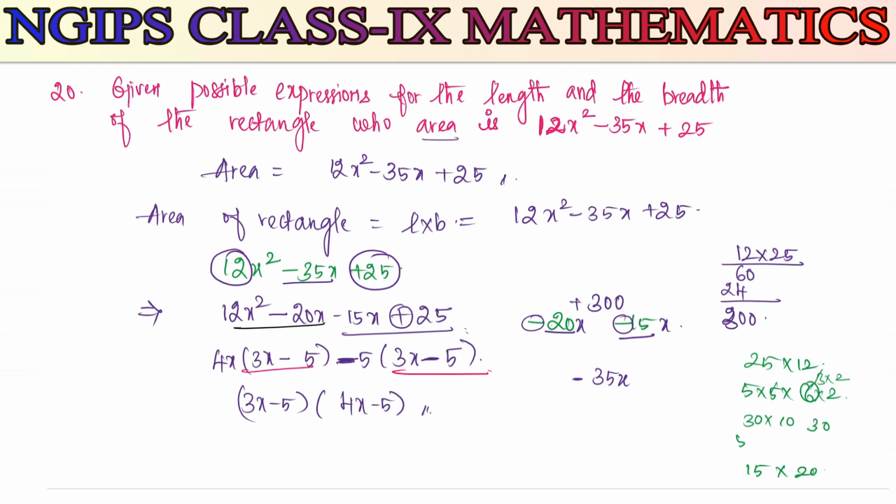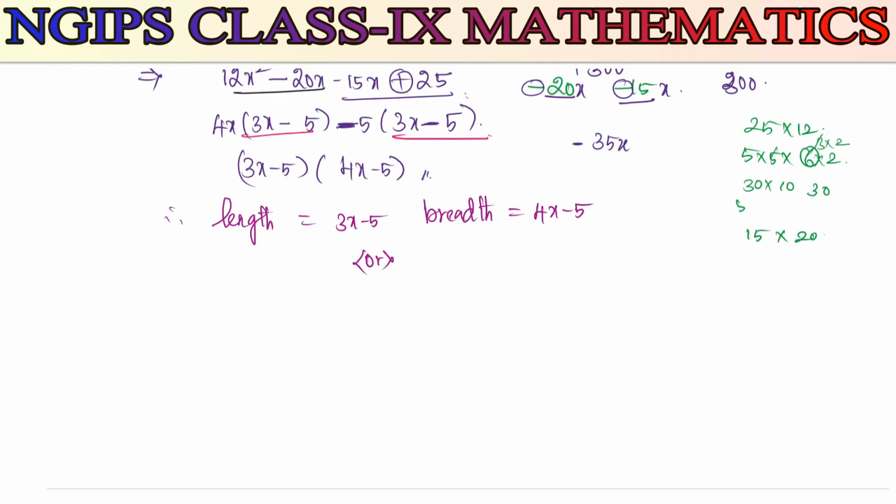Therefore, here you can take the area of a rectangle formula, it is length into breadth, right? Therefore length is equal to 3x minus 5, breadth is equal to 4x minus 5, or even you can write it as length is equal to 4x minus 5, breadth is equal to 3x minus 5. Both the answers are correct.